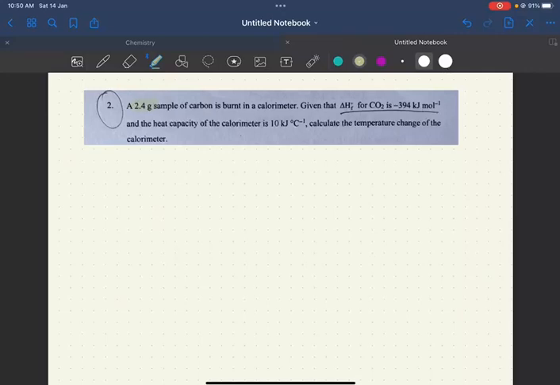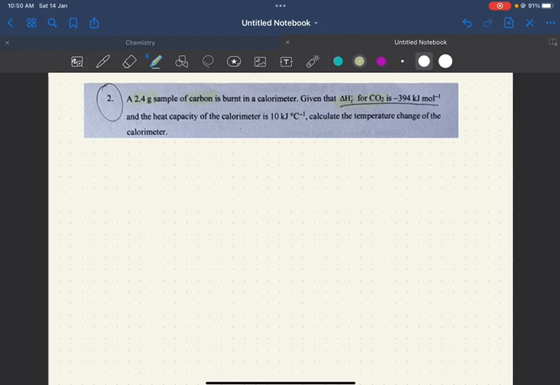2.4 gram of carbon is burned in a calorimeter. Given that the heat of reaction for carbon dioxide is negative 394 kilojoule per mole, and the heat capacity of the calorimeter is 10 kilojoule per degree Celsius, calculate the temperature change of the calorimeter.